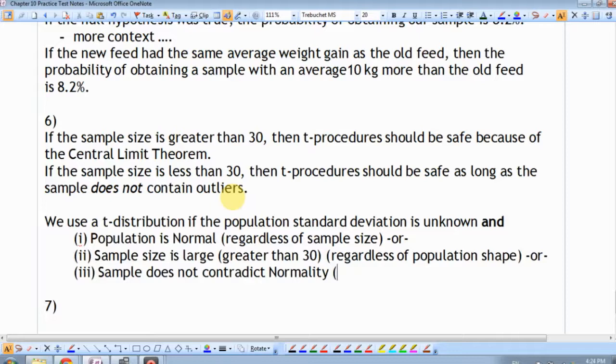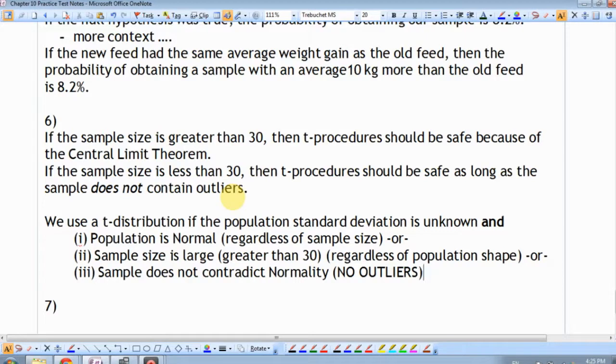So basically, the T procedure is you're testing if it's normal and the sample's greater or less than 30. The way you're phrasing that's a little bit weird. These are the conditions for using the T distribution, not when to use the T distribution.